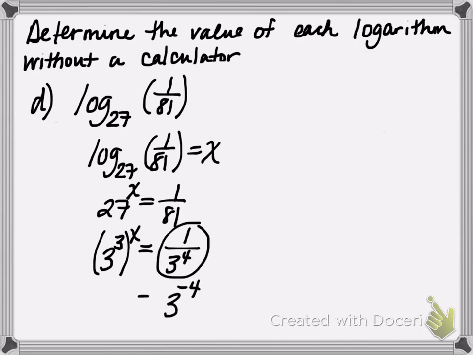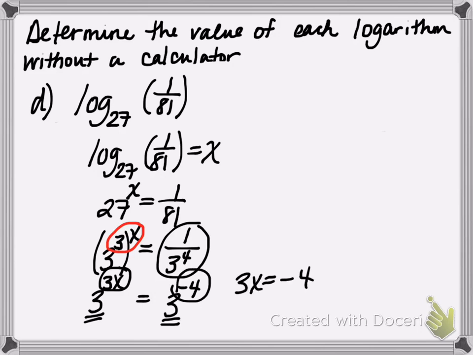And on the left-hand side, we have a power raised to a power, so we know we will multiply those exponents. So this would be 3 raised to the 3 times x power, or just 3x power. And now that my bases are the same, I know my exponents will be equal, and that's the uniqueness property again. So 3x equals -4, x is equal to -4/3. So the value of this logarithm is -4/3.